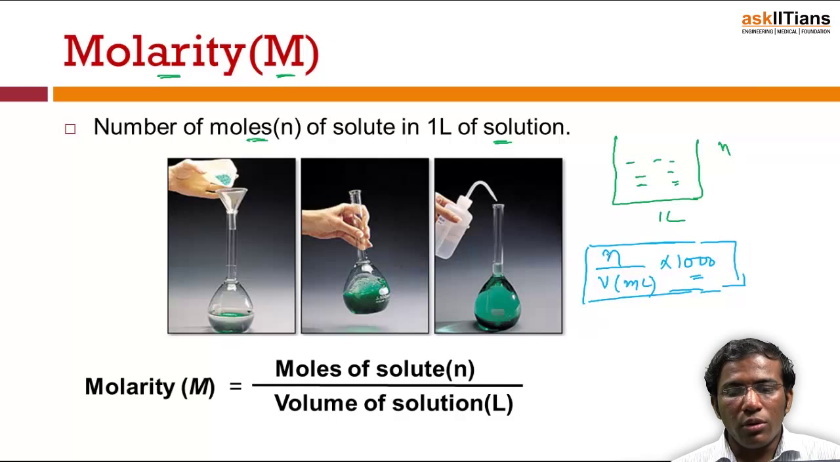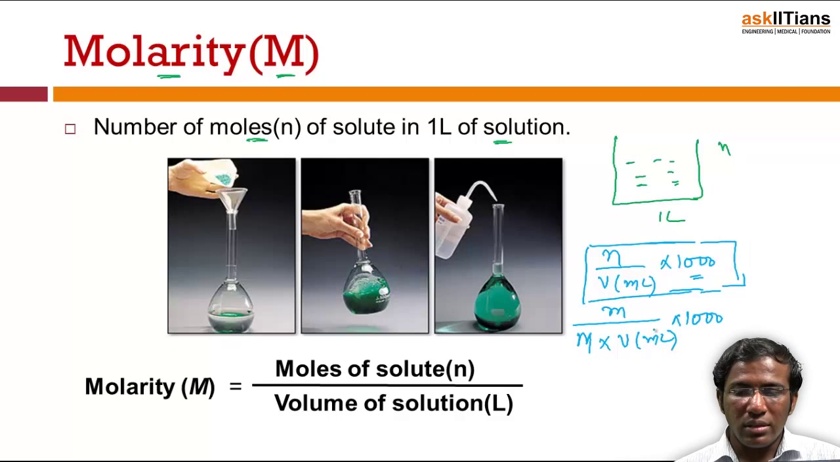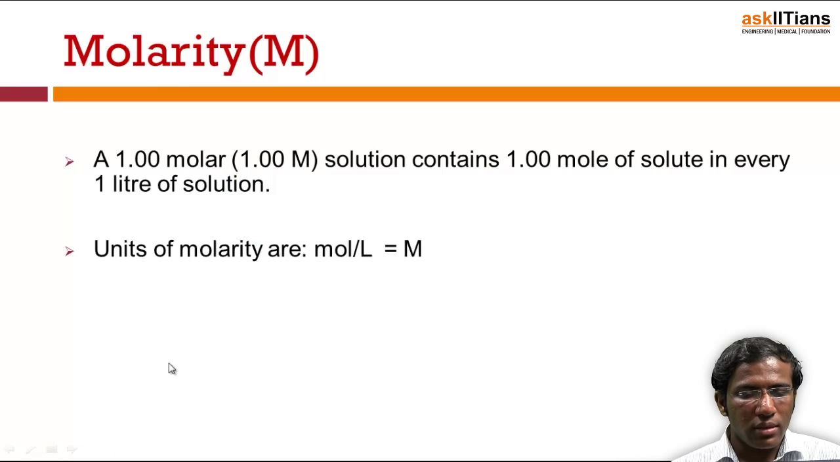The number of moles you can calculate as the mass of the solute divided by the molecular mass of the solute. If I represent the mass of the solute by m, and the capital N represents the molecular mass of the solute, then the molarity is m divided by N into the volume in ml into 1000. This is the elaborate formula for the molarity. By using this formula you can calculate the molarity of any solution. So let's discuss more about it.